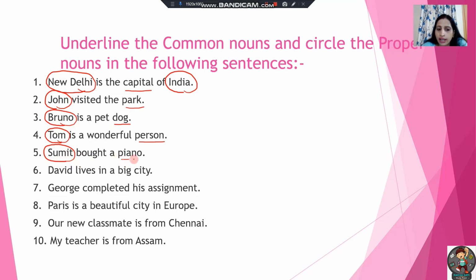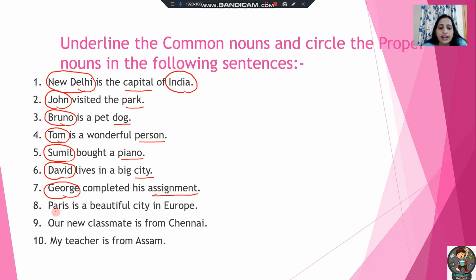We will underline this. Now in the next sentence, David lives in a big city. So we are talking about David. It will be a proper noun. That's why we will circle this. And city will be a common noun. So we will underline this. Now in the next sentence, it is George completed his assignment. So George will be a proper noun. We will circle it. And assignment will be a common noun. So we will underline this.